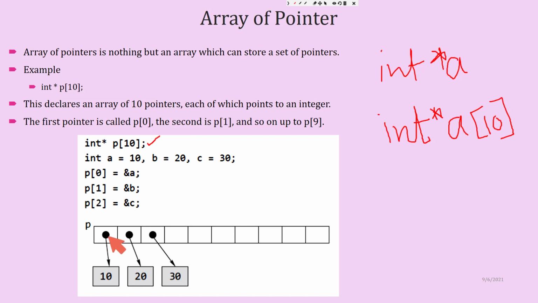So the first cell is actually pointing to integer variable a. Second cell is pointing to integer variable b. Third cell is pointing to integer variable c. Okay, suppose 1 minute, I will write a program.